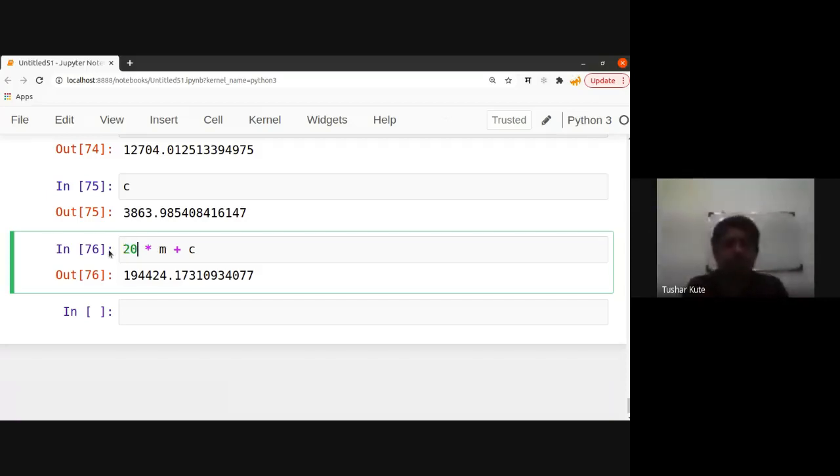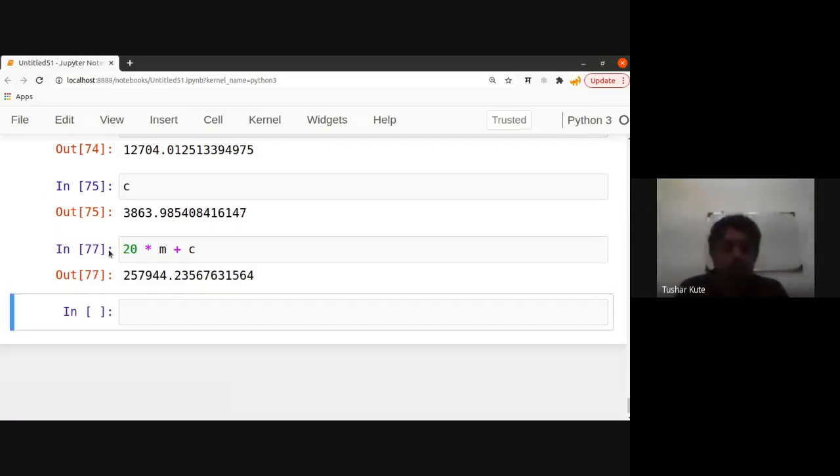So if you change this number accordingly, for 20 years I'll get 2,57,944 salary. Okay, and for 10 years, 1,30,000. Okay, it is already present in the data set also. This is what gradient descent is.